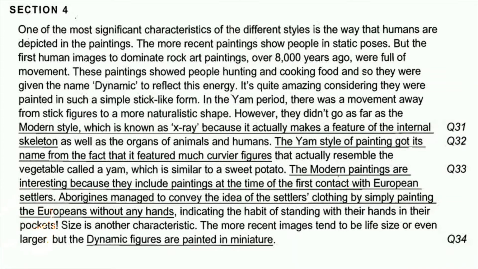The modern paintings are interesting because they include paintings at the time of the first contact with European settlers. Aborigines managed to convey the idea of the settlers' clothing by simply painting the Europeans without any hands, indicating the habit of standing with their hands in their pockets. Size is another characteristic. The more recent images tend to be life-size or even larger, but the dynamic figures are painted in miniature.